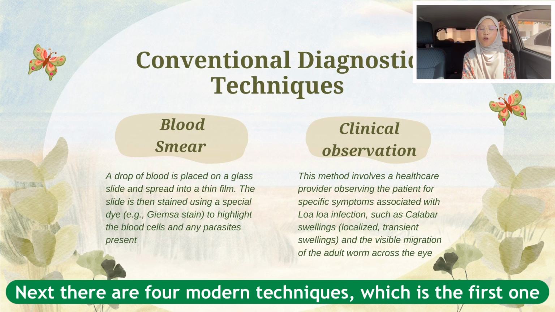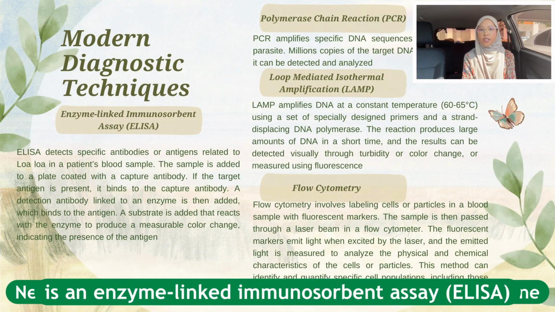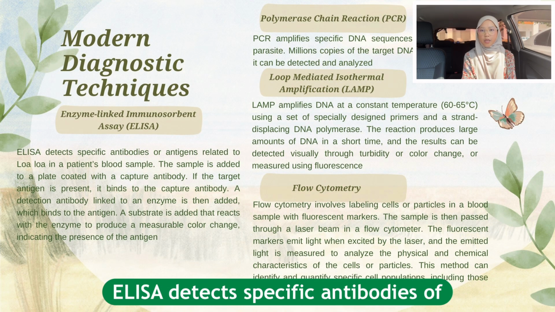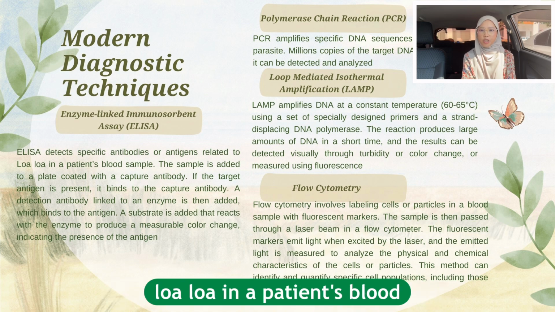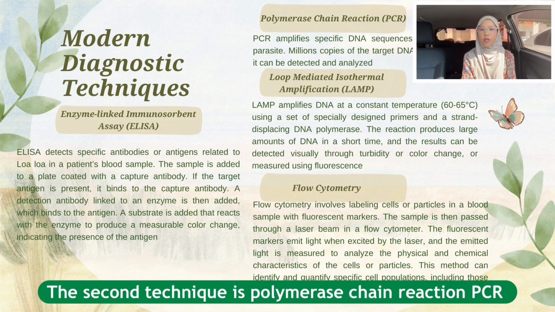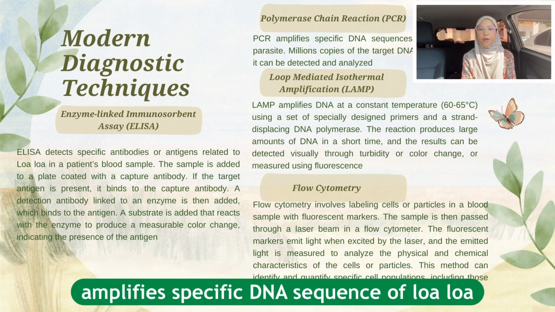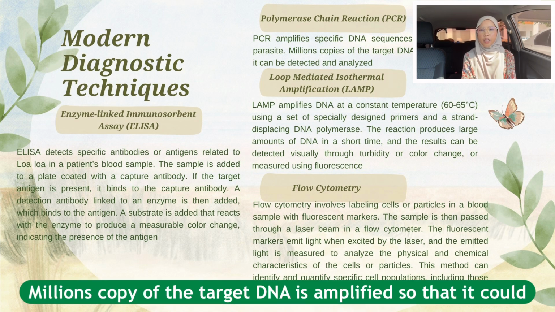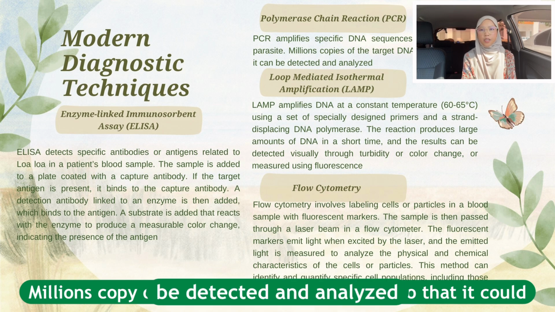And next, there are 4 modern techniques. The first one is enzyme-linked immunosorbent assay, ELISA. ELISA detects specific antibodies of Loa loa in a patient's blood. The second technique is polymerase chain reaction, PCR. PCR amplifies specific DNA sequences of Loa loa. Millions of copies of the target DNA are amplified so that it can be detected and analyzed.